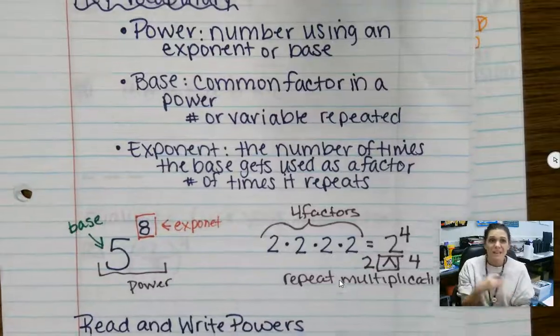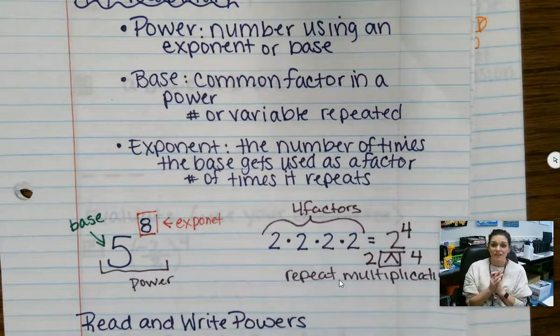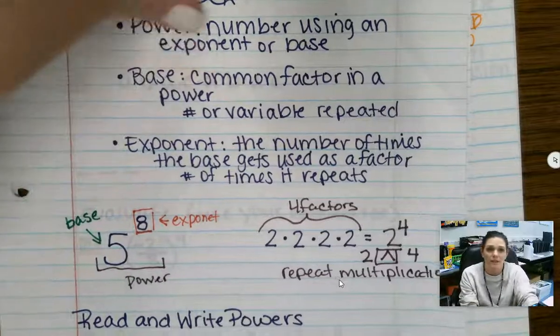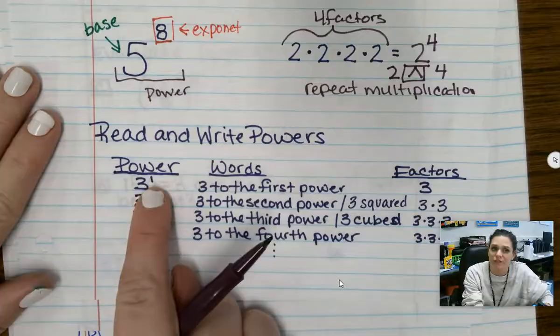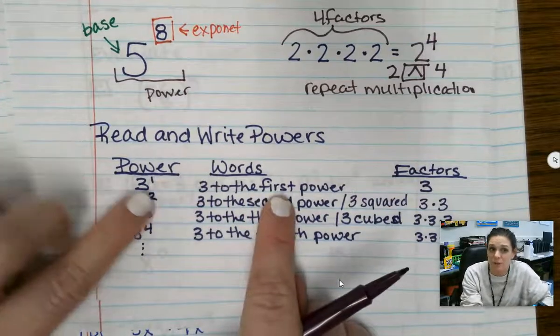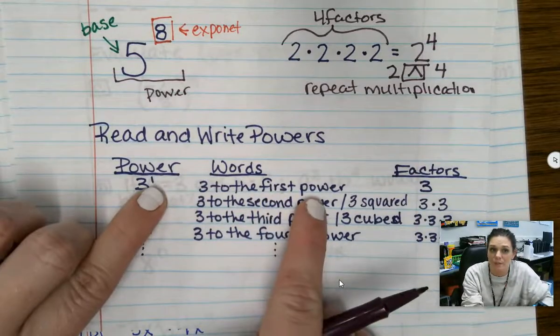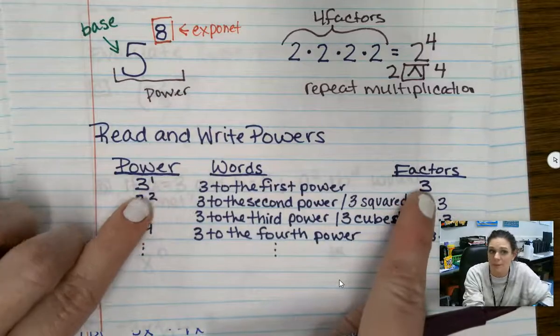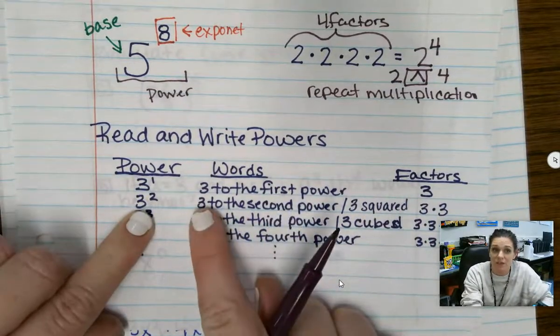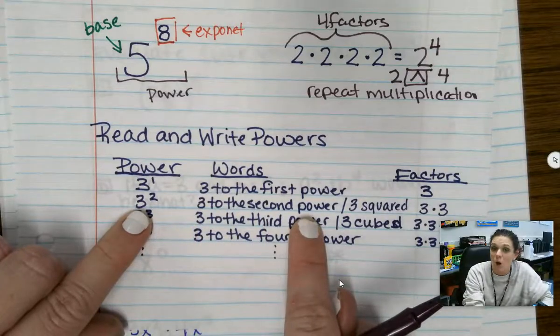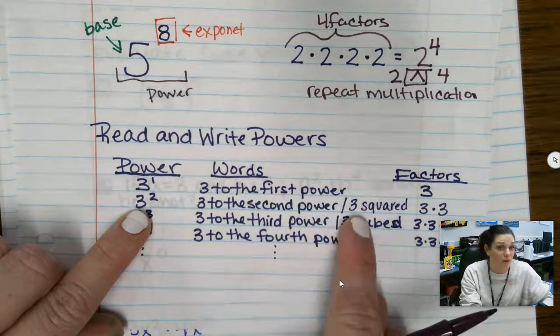The next component, while you do not need to write this down, you need to understand how we speak exponents. I have a little table for us. Anything to the first, we would say first. So this would be 3 to the 1st power, which means it's just 3. When there's a little number 2, there's 2 different ways to say this. We can say 3 to the 2nd power, or we can say 3 squared.